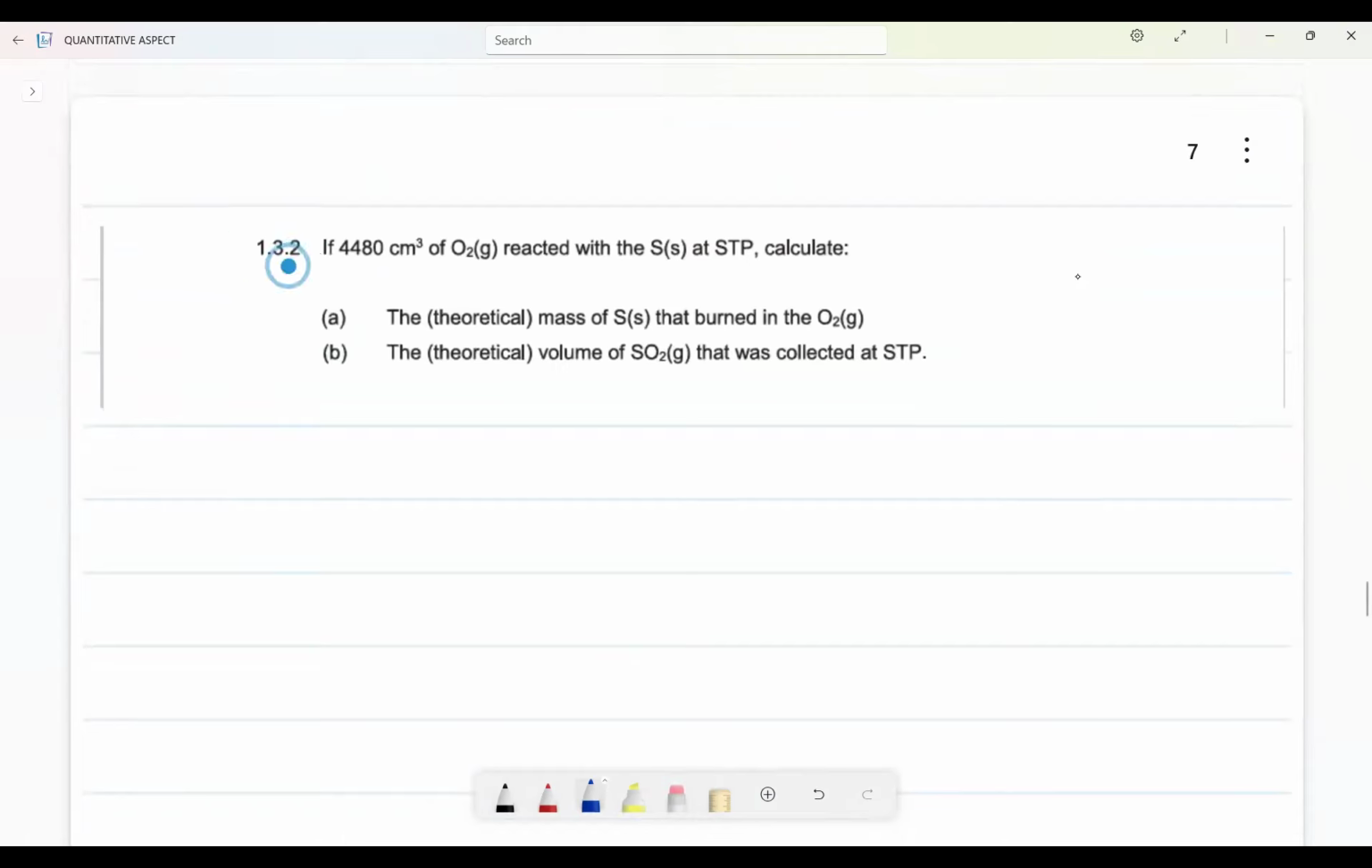This one says now, if 4,480 centimeter cubed of O2 reacts with sulfur at STP, calculate the what? Number A, the theoretical mass of S that burned in the O2. Okay, so they wanted the mass of S. Let's see if I have enough information to calculate for S. Number A, I want to calculate the theoretical mass of S, okay? This is what the question asked me.